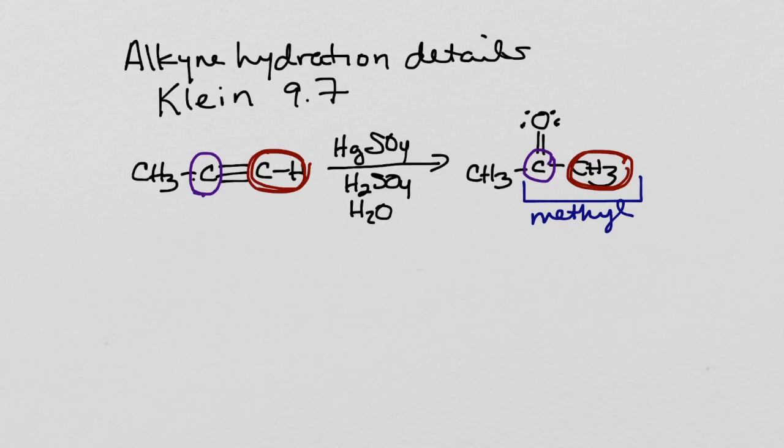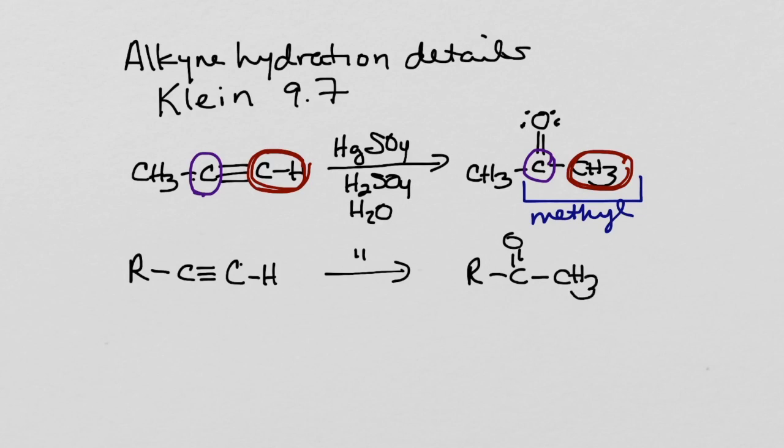And so if we think about this reaction more generically, we could do this reaction with any terminal alkyne, and under the same reaction conditions, we would always be making a methyl ketone, because that less substituted carbon is the one that winds up getting two more hydrogens. So let's talk about how this works.